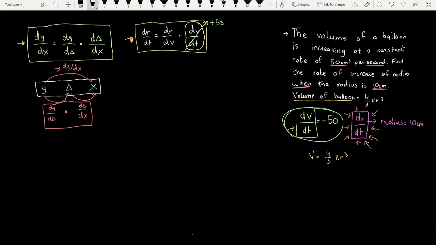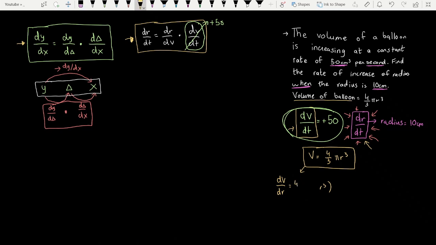But one thing they have given you is this equation, which says v is equal to 4 by 3 pi r cubed. And there are two ways you can find dr by dv from this equation. One way is to find dv by dr. If we apply the differentiation here, 4 by 3 pi is a constant, so we can take it out. So it's just going to be d by dr.